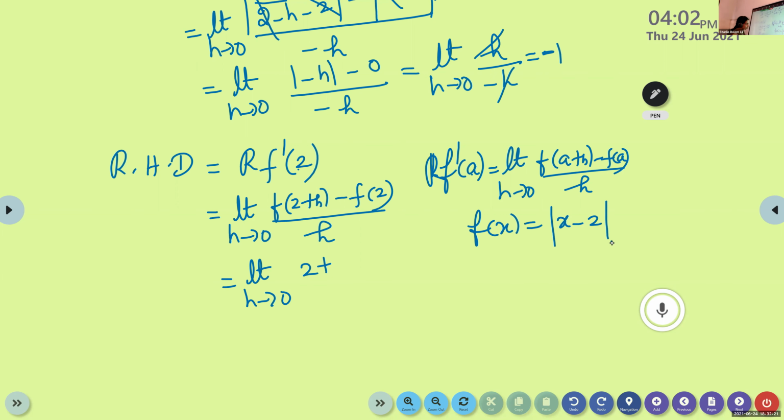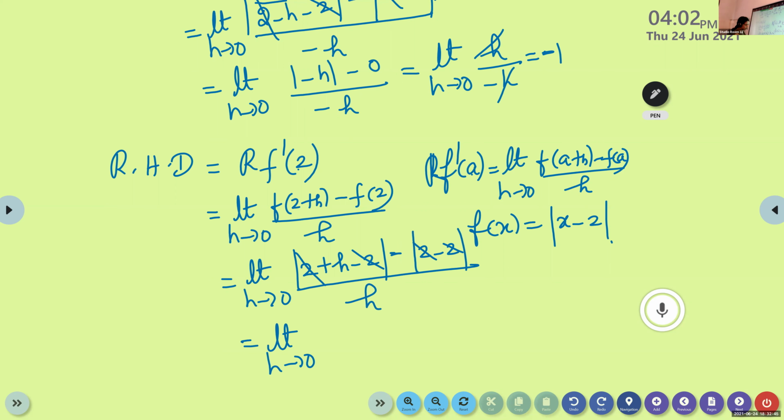Isn't it? So here, when you take 2 plus h, modulus of 2 plus h minus 2 minus f of 2. So it is 2 minus 2 by h. Again here, plus 2 minus 2 will get cancelled. Here also minus 2 plus 2 will get cancelled. We will get limit h tending to 0, mod h minus 0 by h.